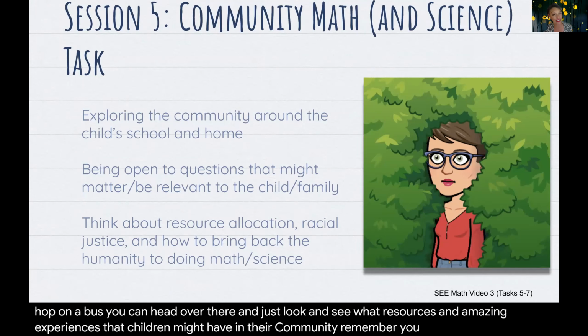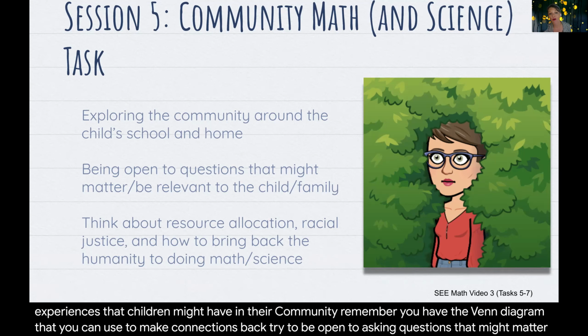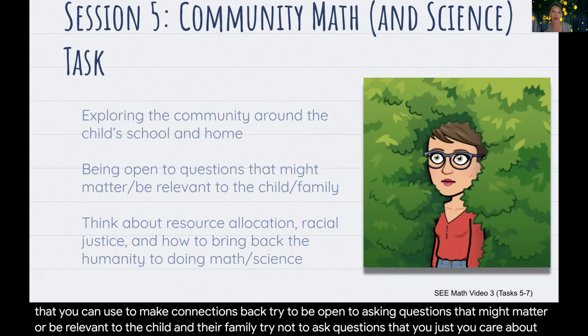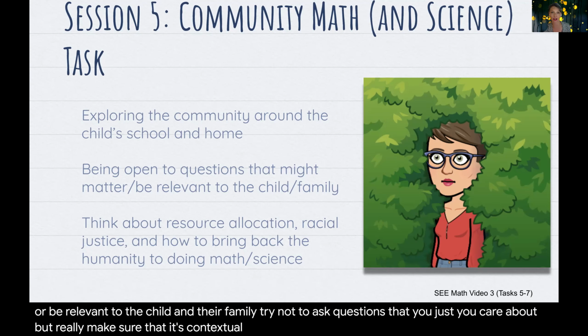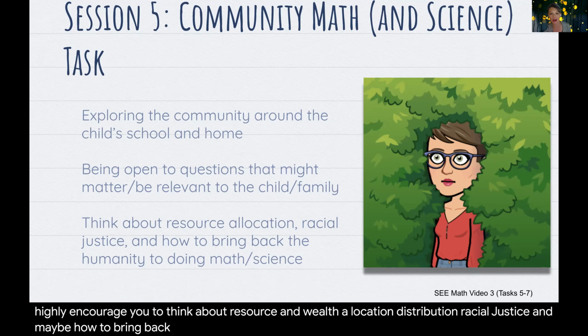Remember, you have the Venn diagram that you can use to make connections back. Try to be open to asking questions that might matter or be relevant to the child and their family. Try not to ask questions that you care about, but really make sure that it's contextualized in the child's home and community. I would also highly encourage you to think about resource and wealth allocation, distribution, racial justice, and maybe how to bring back the humanity to how kids do math and science.